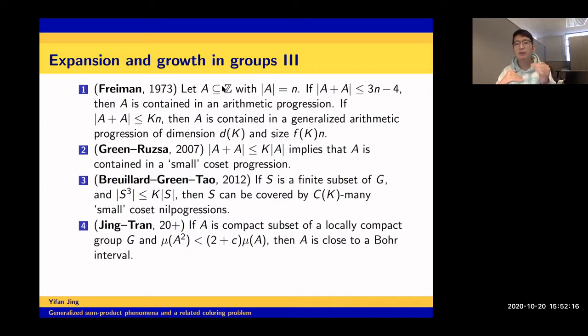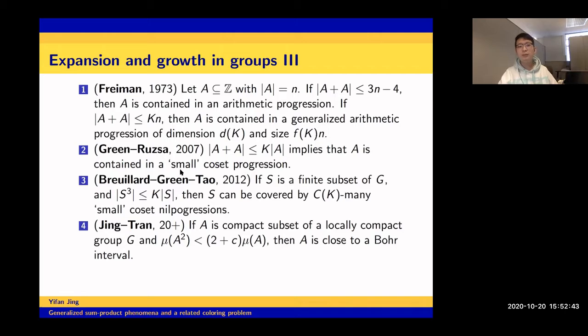So that tells you if A is a subset of abelian groups, then A has some additive structure. And this is later generalized by Green and Ruzsa in 2007. So if A plus A is smaller than k times A, then A is contained in a small coset progression. Because in a general abelian group, we have cosets. So a coset progression is just a coset plus a generalized arithmetic progression. And small means the arithmetic progression has bounded dimension and bounded size, basically.